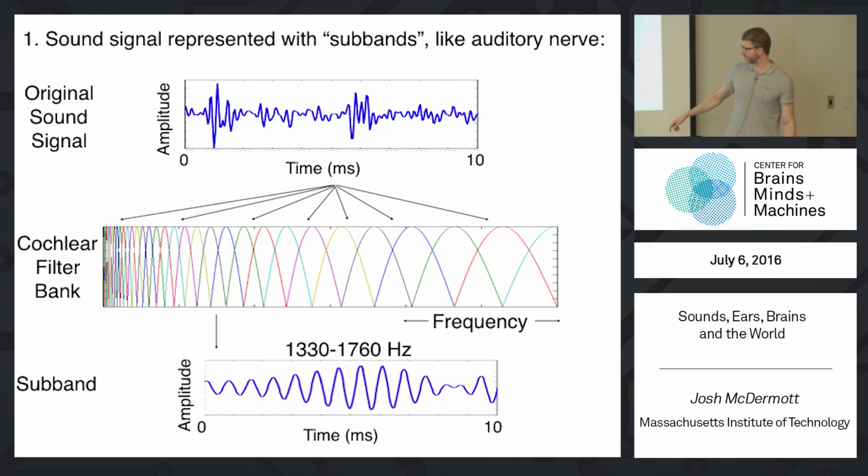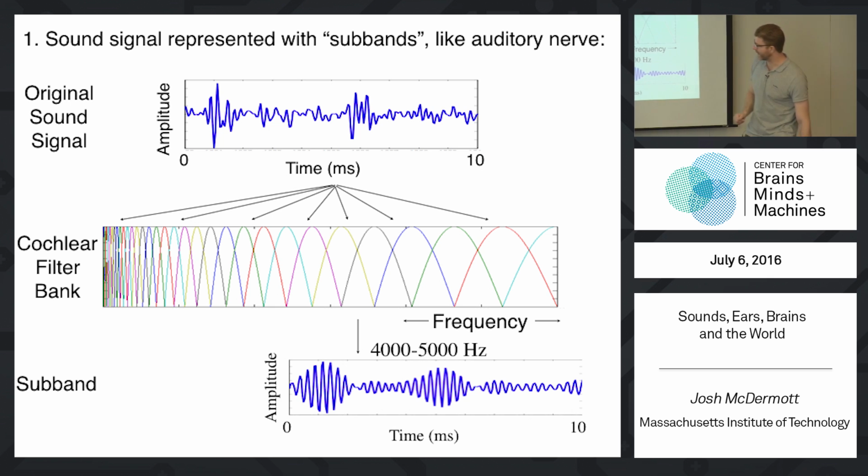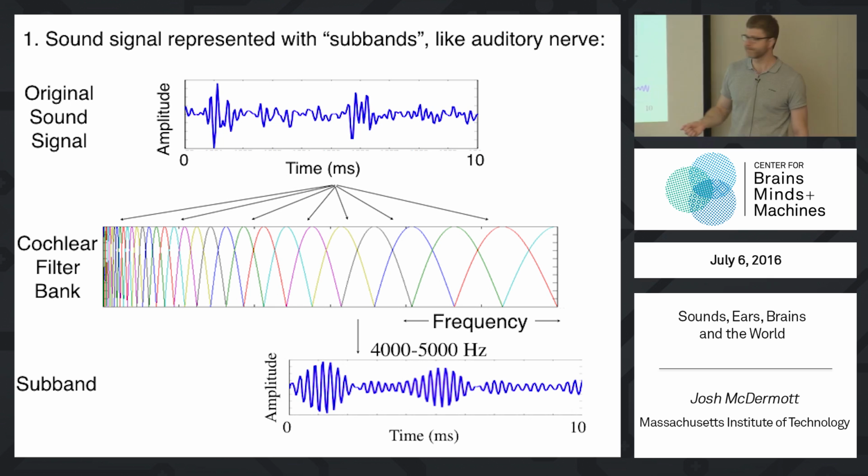By comparison, here's the output of a filter that's tuned to slightly higher frequencies, and so you can see that the wiggles here have increased in their rate. And here's one that's higher still, and you can see that those wiggles are even faster. Okay? And so the idea is that this is more or less what the ear is sending your brain, right?